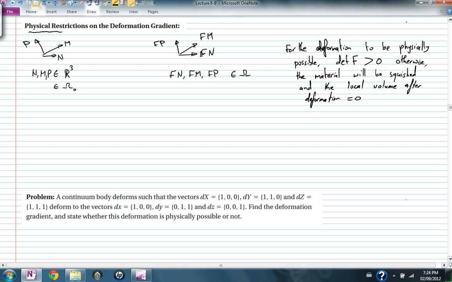If, on the other hand, the determinant of F is 0, then the material or object is squished. That's what we just said. Then the object is squished. Now, what if the determinant of F is less than 0? What does determinant of F less than 0 mean?